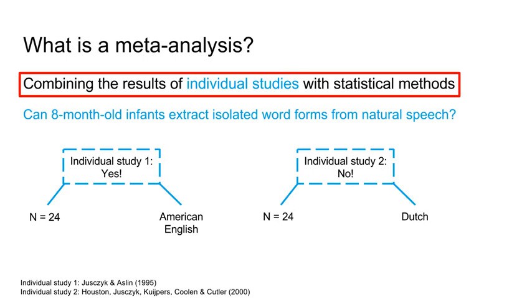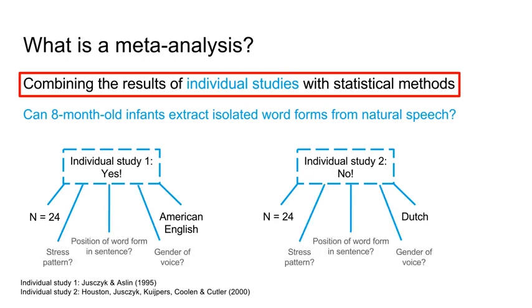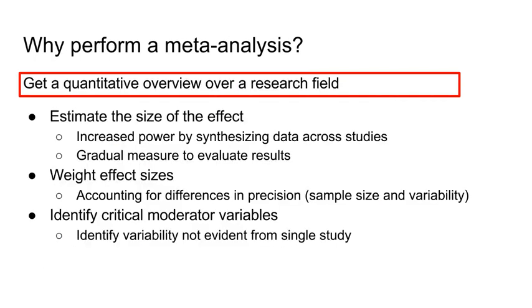will be weighted accordingly. In addition to weighting, meta-analysis also allows to assess the relative influence of different moderator variables. In this example, consider that apart from infants' native language, factors like whether infants were presented with a male or a female voice, or whether the critical word occurred sentence initially or sentence finally, could have impacted the results.